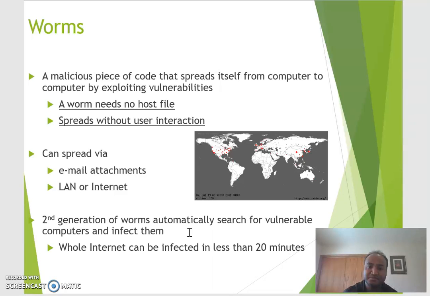How the worms can spread: it can be done through an email attachment, LAN, or the internet. This is also something that on a big scale, as mentioned here, the whole internet can be infected in less than 20 minutes. So the impact of worms is much higher.